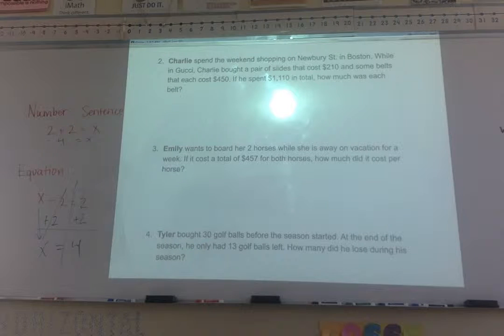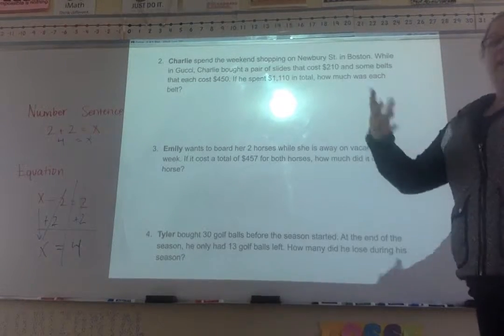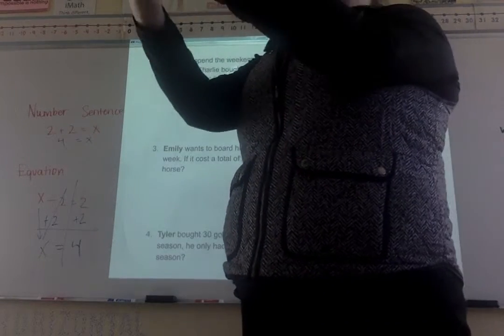If Charlie bought a pair of Gucci slides that cost $210 and some belts that cost $450 each, and he spent $1,110 in total, how much was each belt? Good. Okay, so we have some items, and we could easily add up all these items together, right?